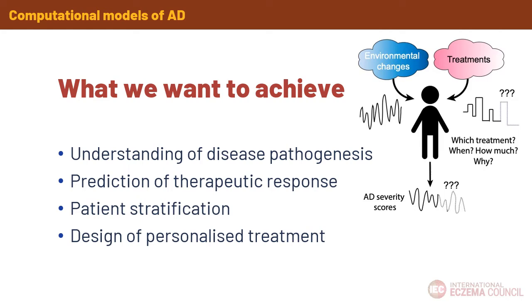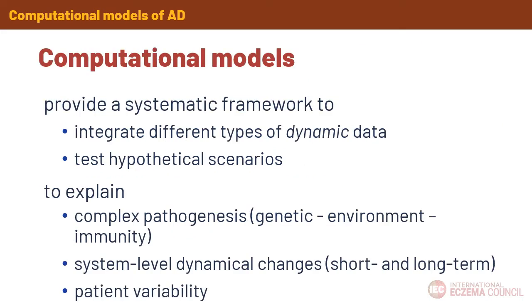However, as we all know, it is not an easy task given the complexity of AD pathogenesis. One of the difficulties is the need to integrate different types of dynamic data to achieve a system-level understanding of AD pathogenesis. The data is collected across different scales, from genetic, molecular, cellular, organ, even to population levels, and at different time scales from seconds, hours, days, months to years.